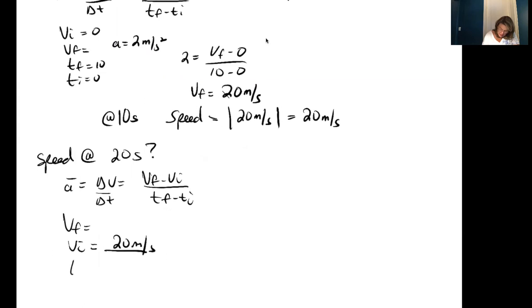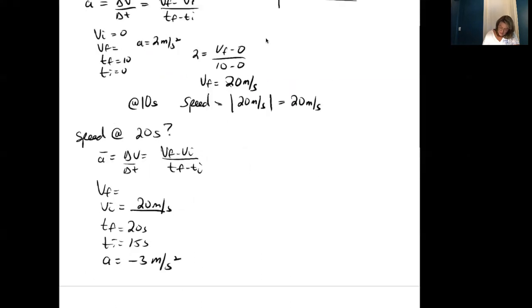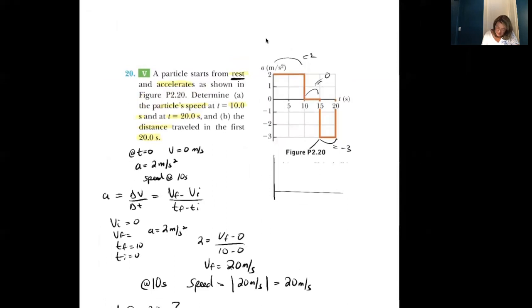I'll explain how I knew that in just a minute. T final was 20 seconds. T initial was 15 seconds. And the acceleration during that time was -3 meters per second squared. So how did I know that the initial velocity at this 15 seconds was 20 meters per second? Well, what was happening during this period? Was the acceleration 0? It was.